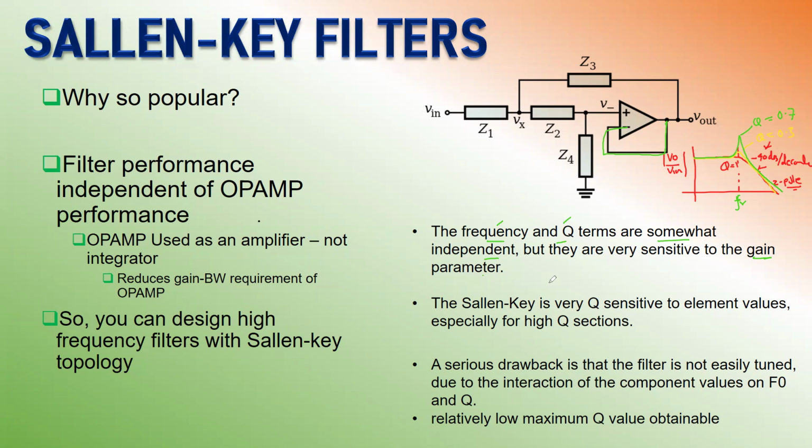Okay. Now, your Sallen-Key topology is very Q sensitive to element values, especially for a high Q section. Whatever values of the impedances you choose, your Q is sensitive to that. Especially when you design a band pass where Q is high, in that case there are parameter variations.